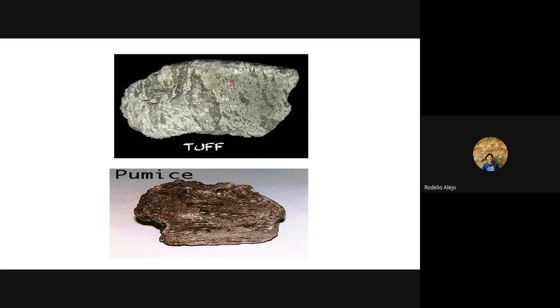Then another example of igneous rock, we have tuff, which is felsic because of its light color, and we have pumice, which is a dark-colored rock. So actually, pumice is one of the rocks with low density. Okay, hindi ganun ka dense yung kanyang composition. It can actually float on water.